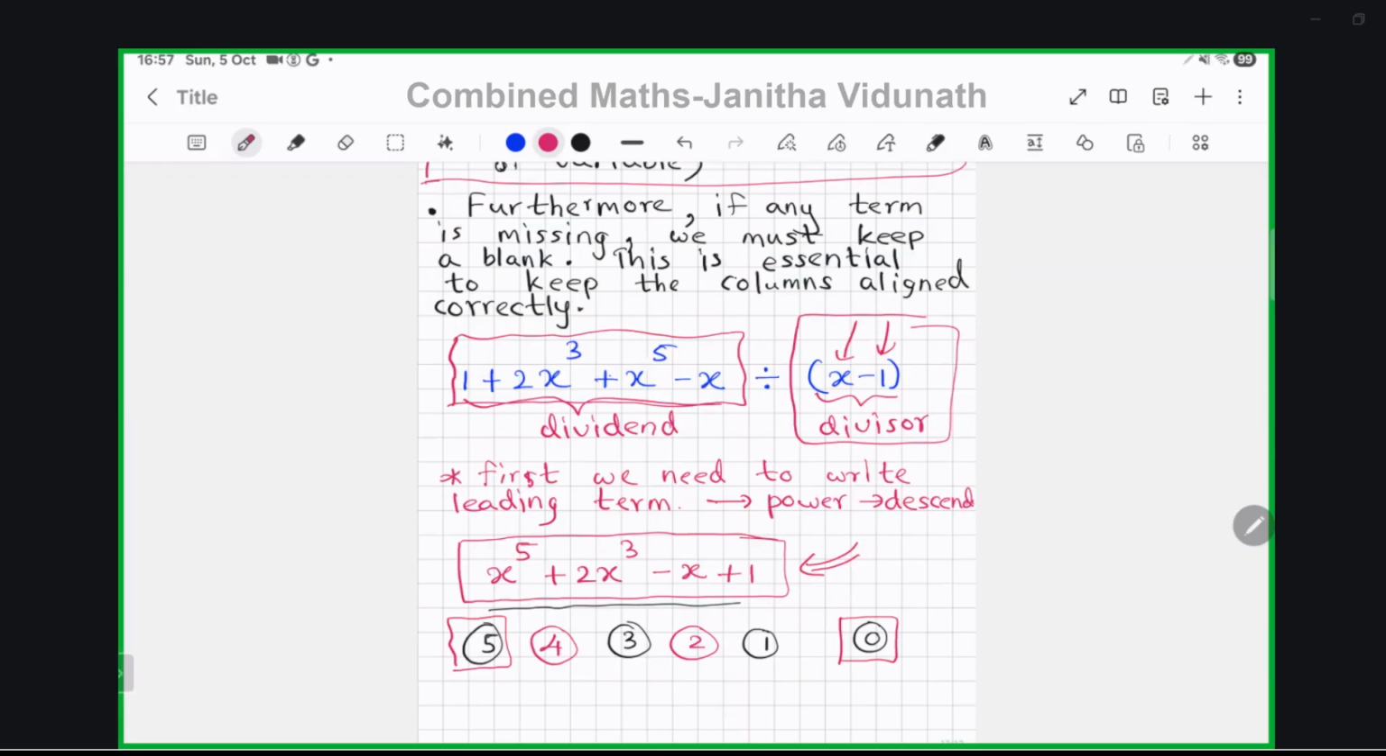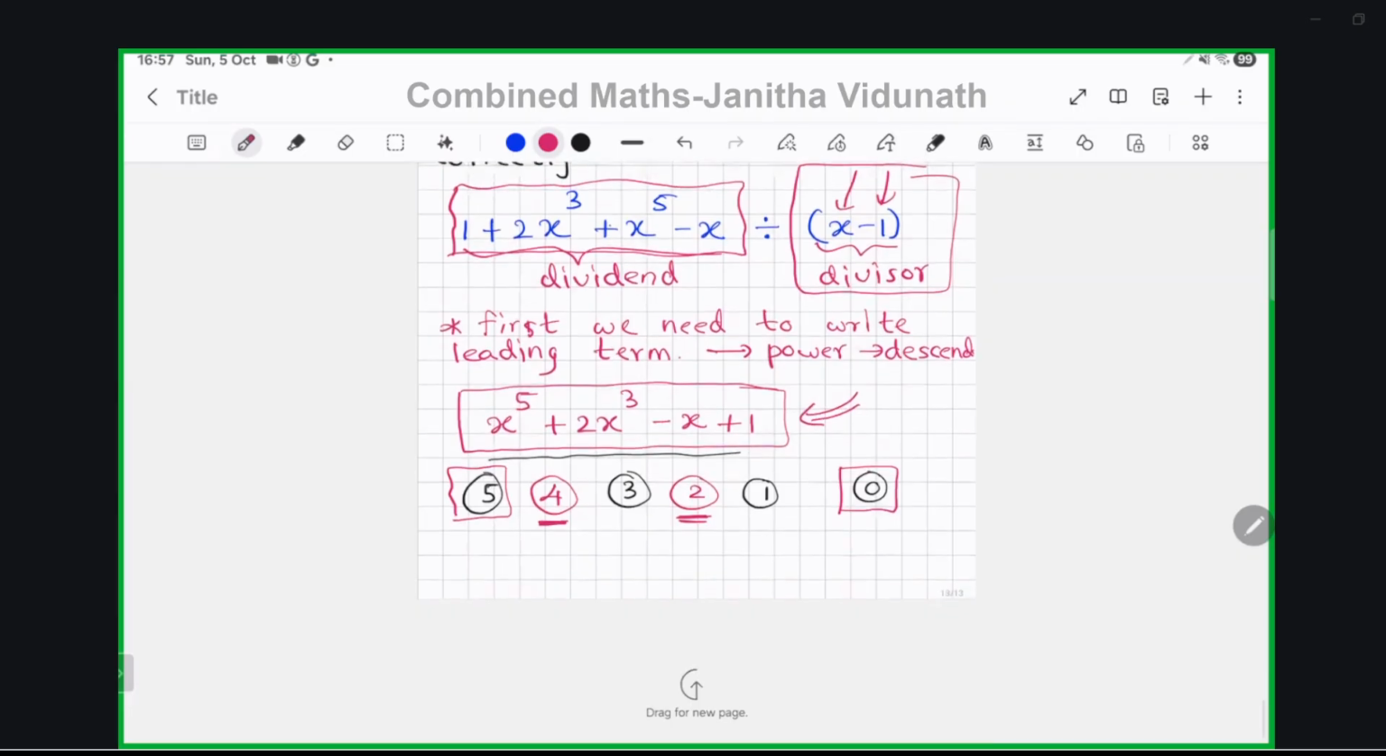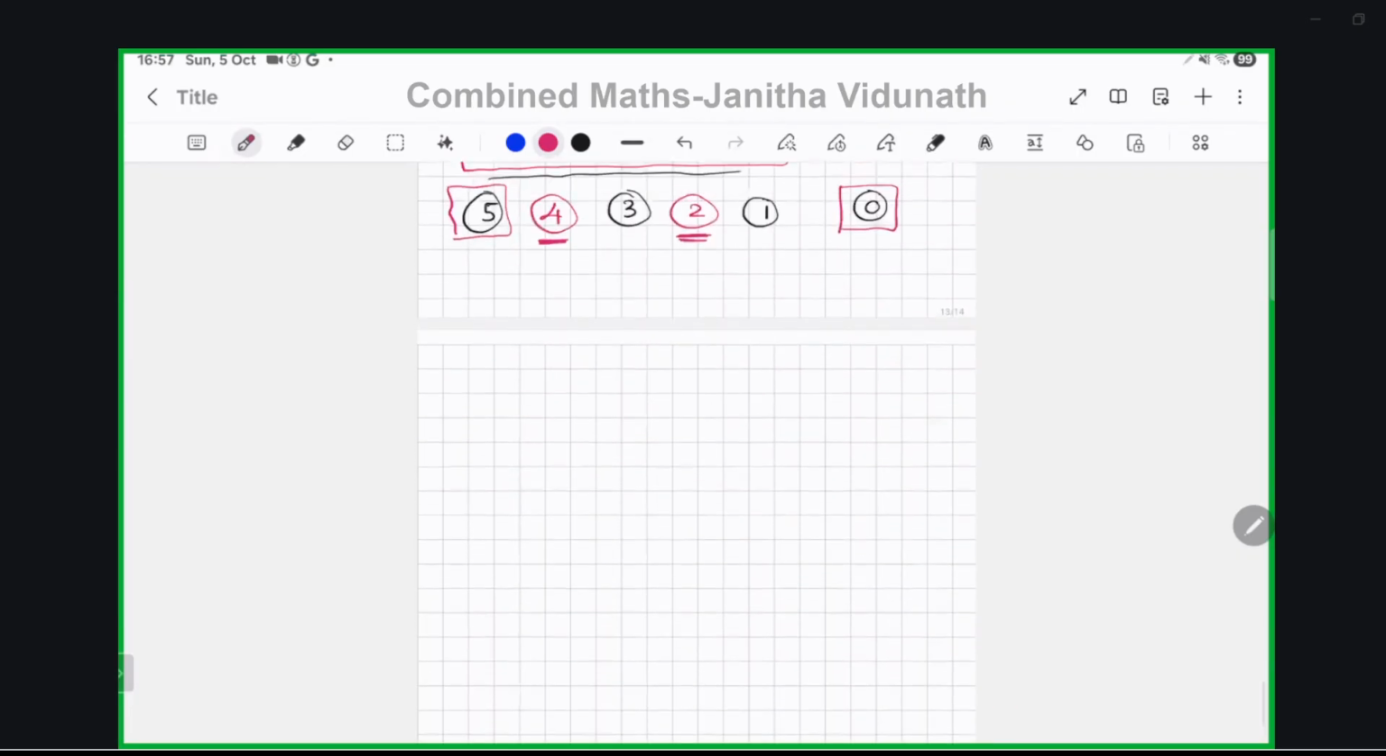Then, when we write down the dividend inside our long division, we need to keep a small blank for those two terms. Let me repeat: if there are no terms inside our dividend, we need to keep a simple blank for those two terms. I think you can understand when I write this down.